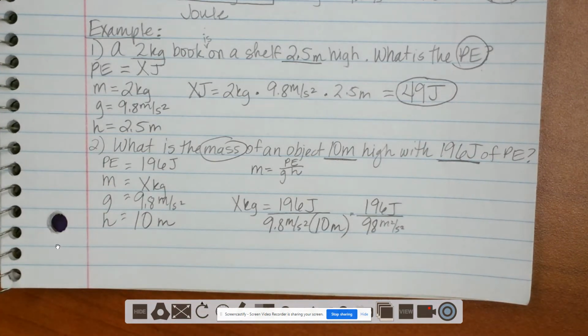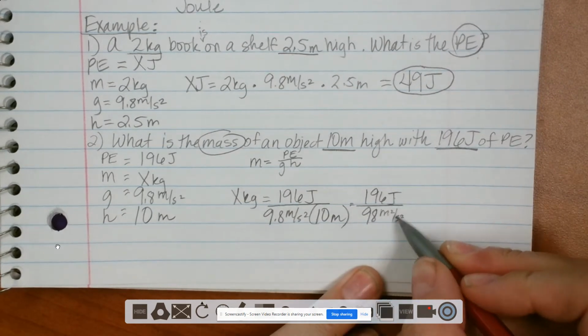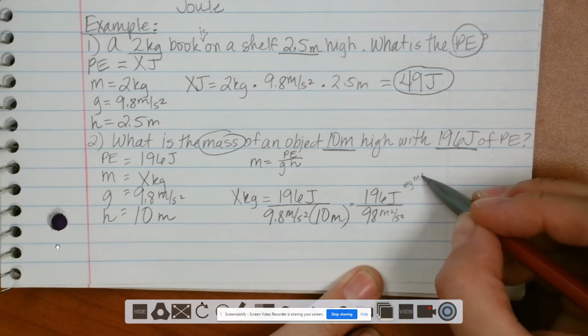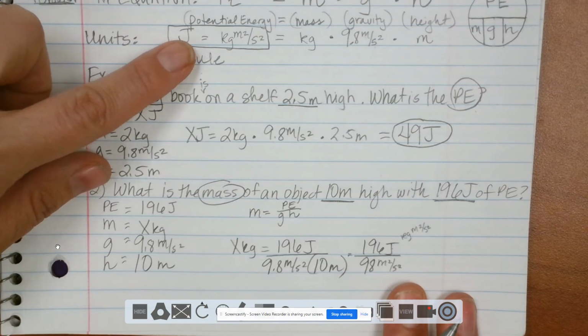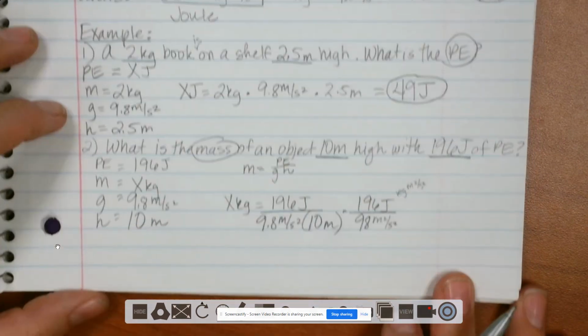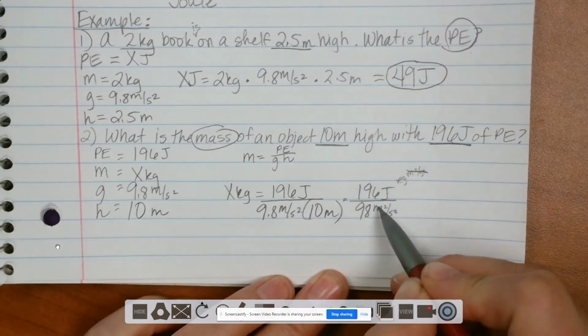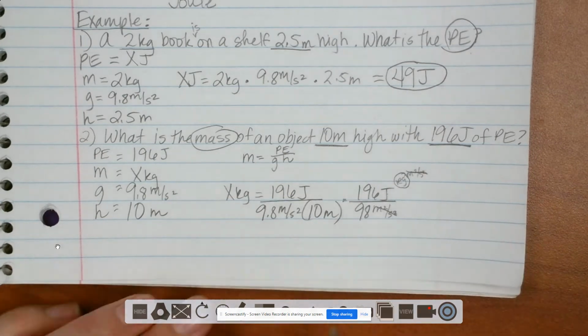Remember I talked about units, so I'm going to show you how that cancels to give us kilograms. How does it cancel to give us kilograms? Let's look. You have a joule on top and a meter squared second squared on bottom. Remember, a joule is kilograms meters squared per second squared. We just talked about it up here. So what cancels on top and bottom that's the same? Meters squared second squared. What's left? Kilograms. That's what I need.